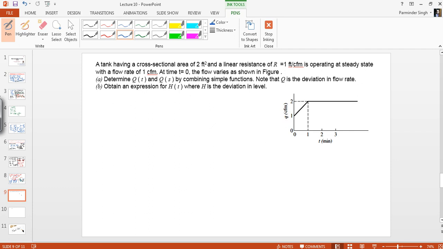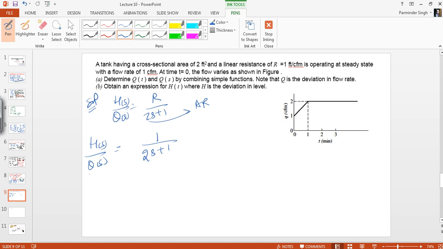Now it's very simple. For the solution of this, we know that it's a tank. So for a tank, what is h(s) upon q(s)? It's R upon (tau s plus 1), where tau is AR. Now area is given, resistance is given, so we can substitute those values. So what we have is 1 over (2s plus 1). Clear?